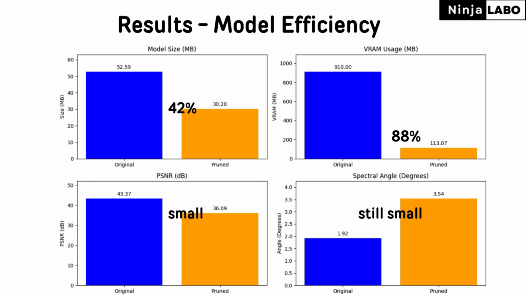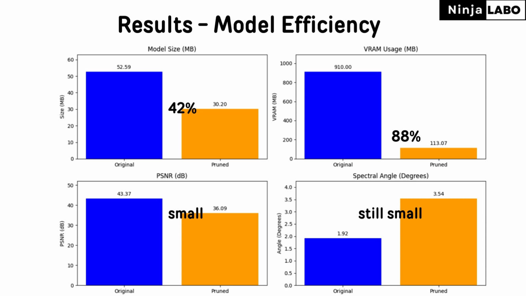Here are the results. The goal is to identify an optimal trade-off between computational resources and performance. On the top left, memory size is reduced by 42%. On the top right, VRAM usage is reduced by 88%. And the lower part is the degradation of image data restoration.